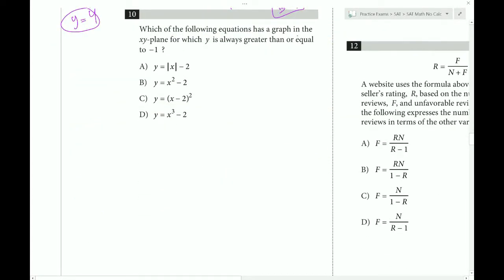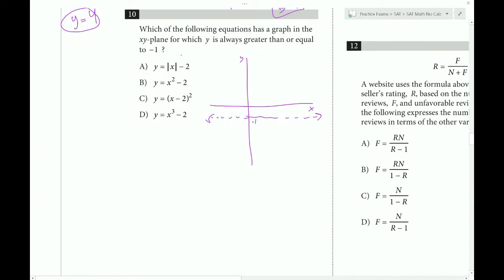Which of the following equations has a graph in the xy plane for which y is always greater than or equal to negative 1? Alright, so let's do a quick sketch of a xy plane. And we'll draw in the line negative 1 here. Okay. And so we want to be always above that.